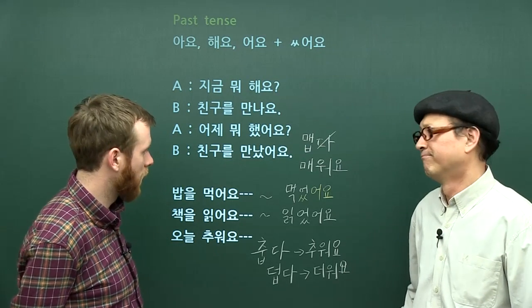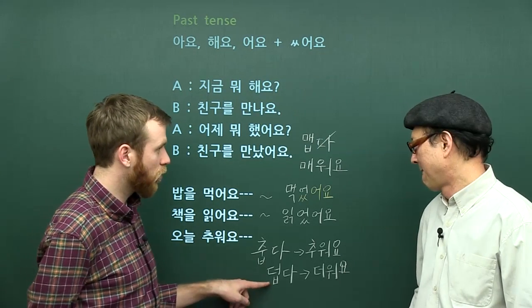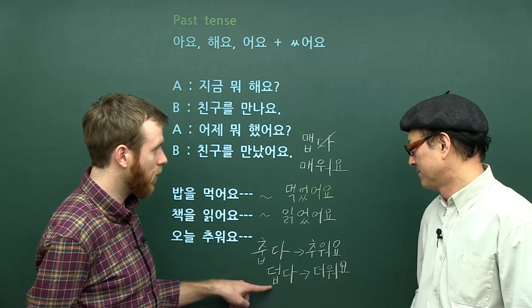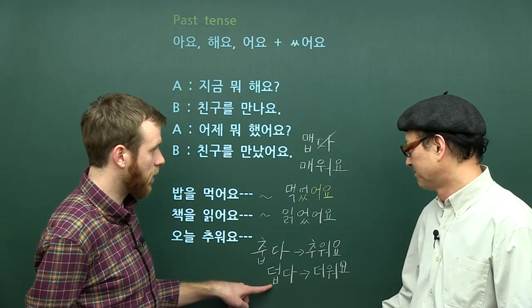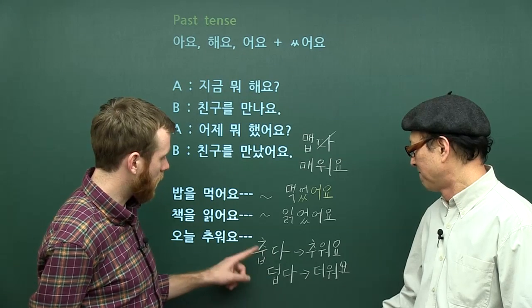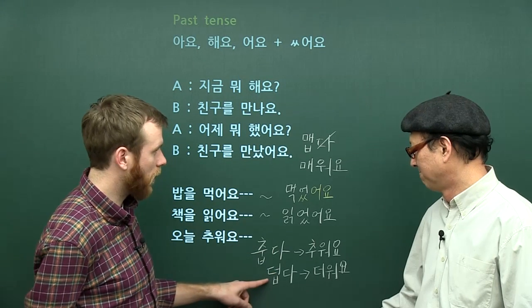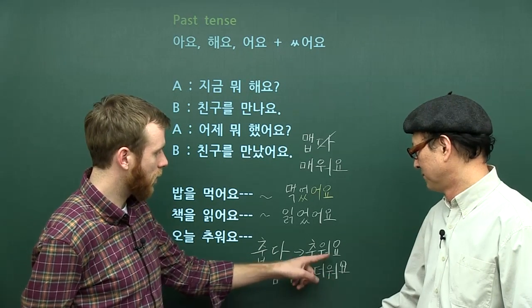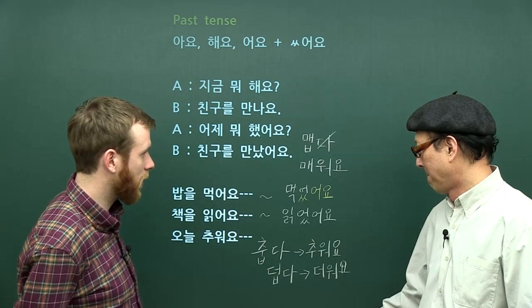더워요. So anytime you see an adjective or a verb that ends in the 비읍, adjectives. So in the case of 춥다, cold, 덥다, hot, always you have to change. 더워요. So it's a little difficult to get the hang of.